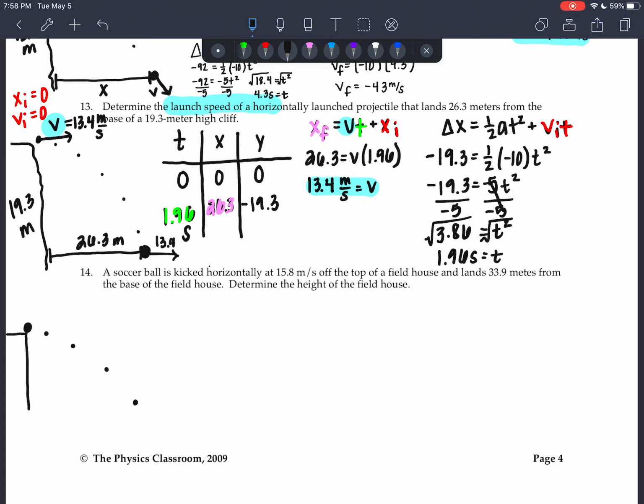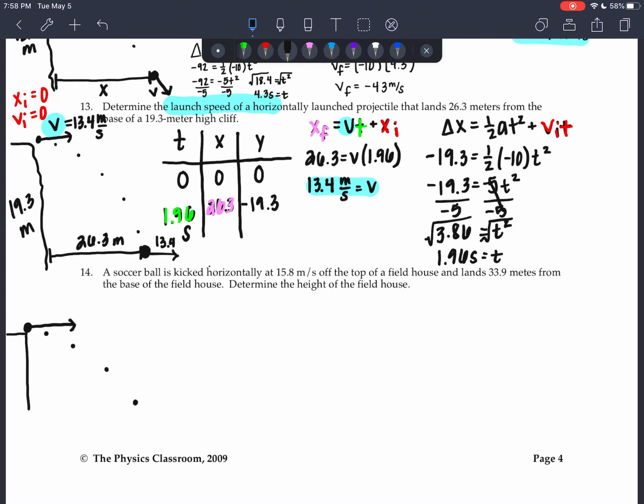Okay, if you've unpaused the video, I'm assuming that you've attempted the problem and you're ready to check to see if you did it right or get an explanation. So a soccer ball is kicked horizontally at 15.8 meters per second off the top of a field house and lands 33.9 meters from the base of the field house. Determine the height of the field house.